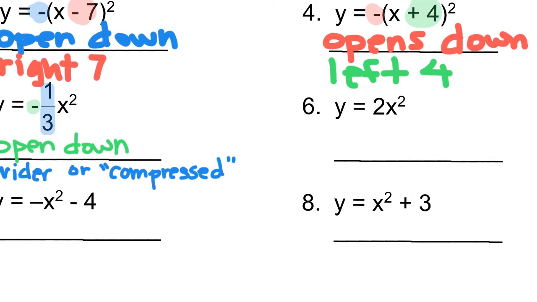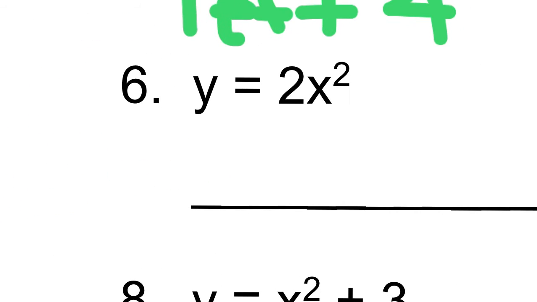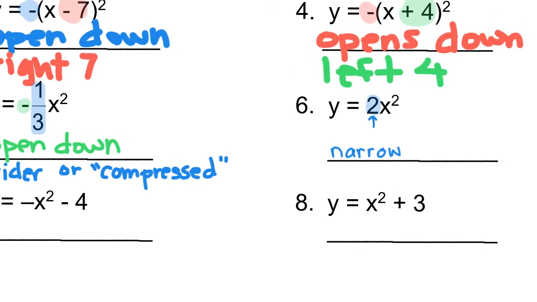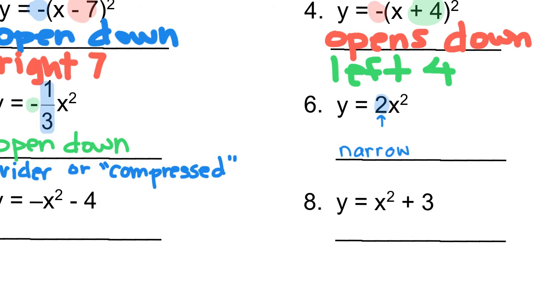Now let's look at number 6. How many transformations are there? There's only 1 this time. Now what does it mean? Is it narrower or is it wider? Well, in this case, it becomes more narrow because the coefficient is a whole number. If the coefficient is a fractional number, less than 1, then it will become wider or compressed.